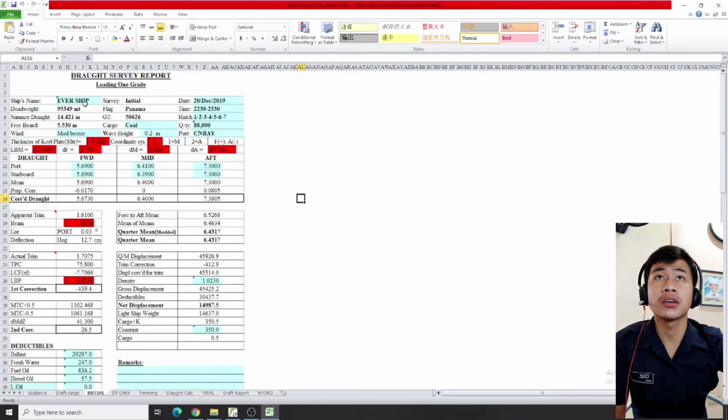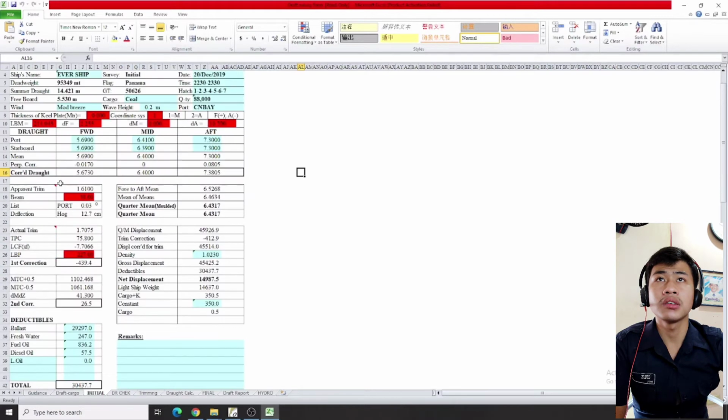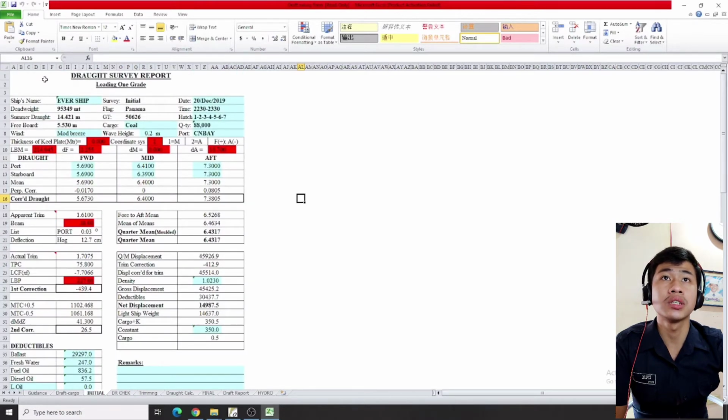And for the initial check, this is the draft survey report. You can see the Evership, survey initial, flag Panama, its deadweight is 95349. Freeboard, wind, most likely is information about the ship, while this part is the survey form that needs to be filled in to get an answer.